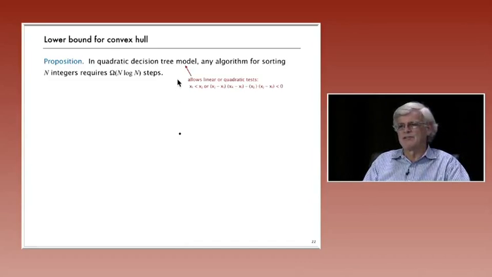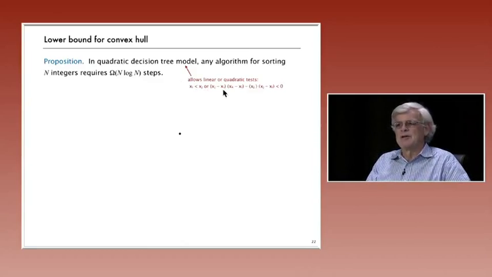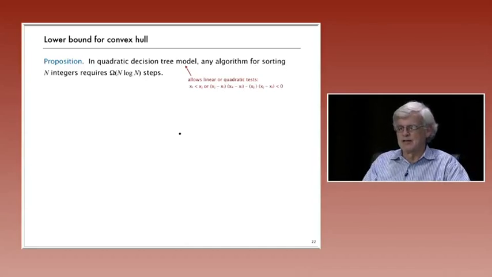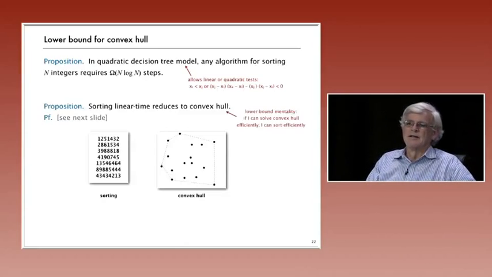Use the so-called quadratic decision tree model. This is just a detail about the model of computation that makes the idea of comparing a sorting algorithm to a convex hull algorithm make sense, since they both use the same operations. In the quadratic decision tree model, you get not just to use comparisons, but you can use tests like the product of the difference of two numbers: are they less than 0 or not?